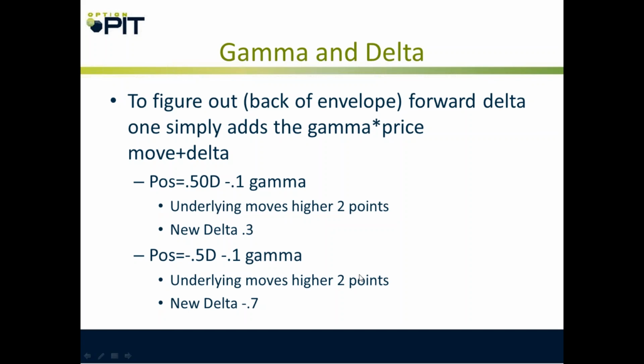Is it possible to trade structures of 0.5 in a short put? For sure. I mean, that's basically selling an at-the-money put. Is it possible to be long 0.5 and long 0.1 gamma?